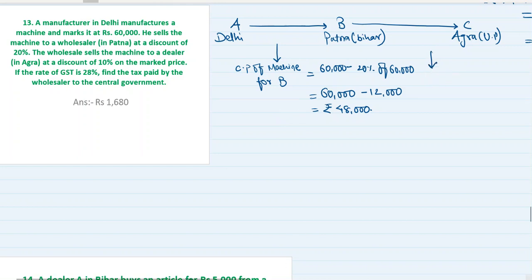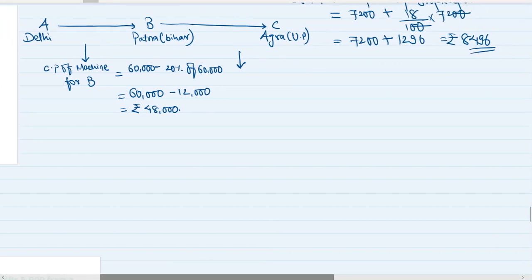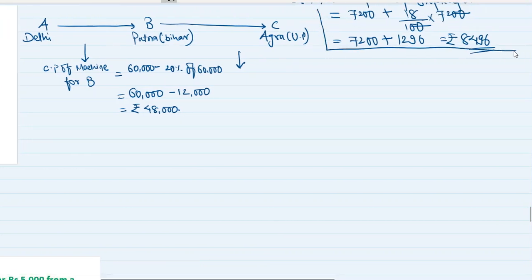Let me just make some more space. Yes. Okay, this is not part of this question.